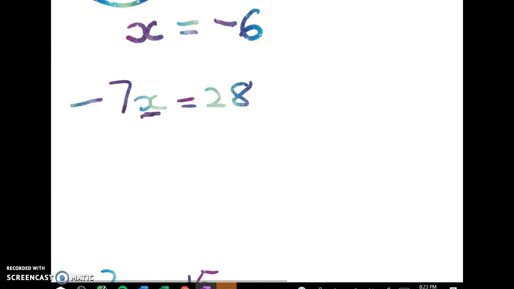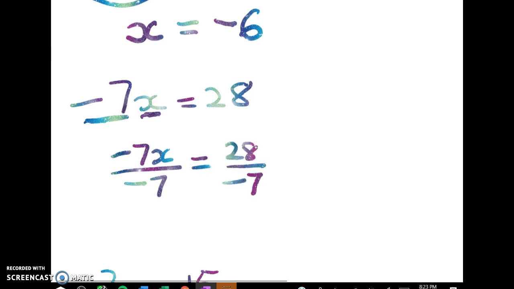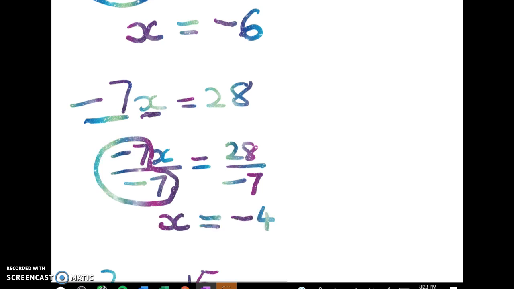Okay, this time I've got a number times negative 7. So I'm going to divide both sides by negative 7. Here, negative 7 divided by negative 7 is simply 1. So again, I've got 1x or x. X is equal to negative 4, a positive divided by a negative.